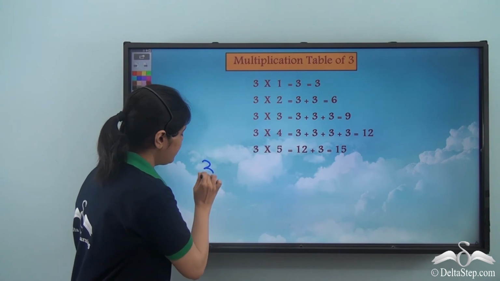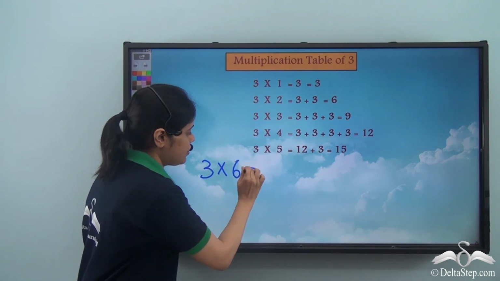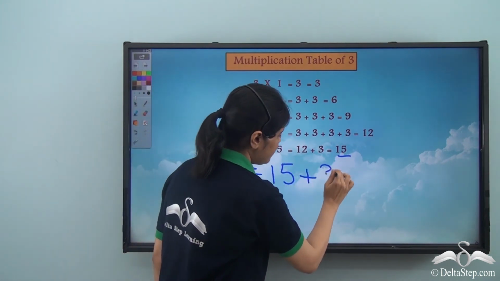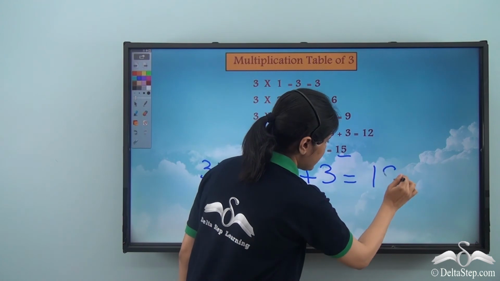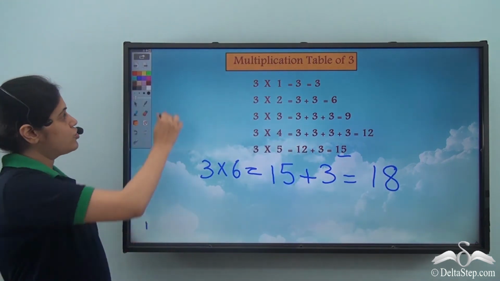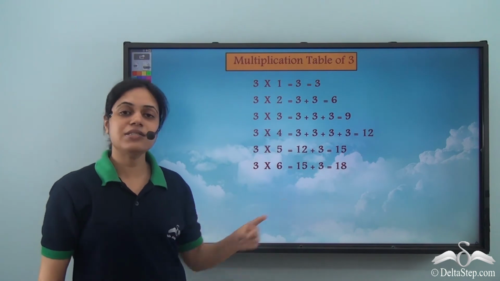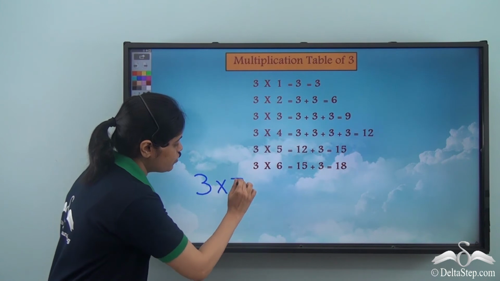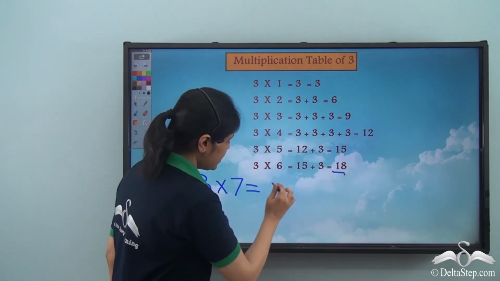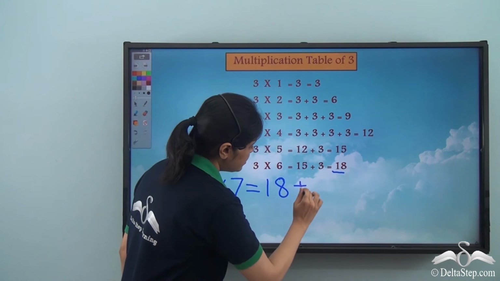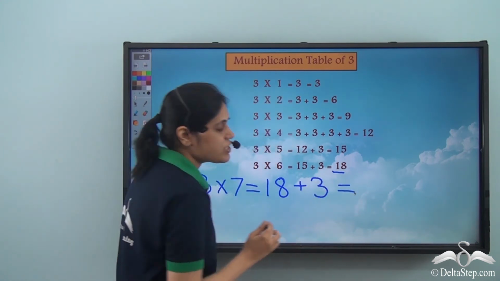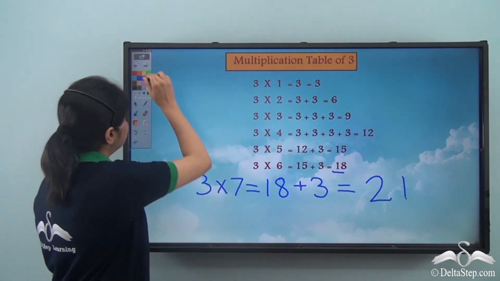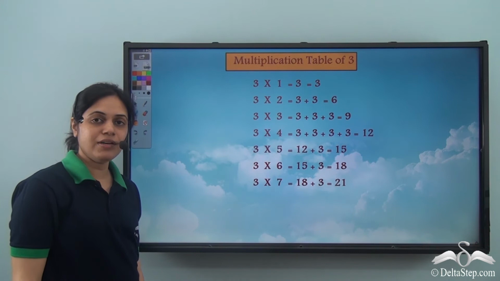Next is 3 into 6. So this is 15 plus 3. 15 plus 3 is 18. So 3 into 6 is 18. Then we have 3 into 7, which is 18 plus 3. Now what is 18 plus 3? It is 21. So 3 into 7 is 21.